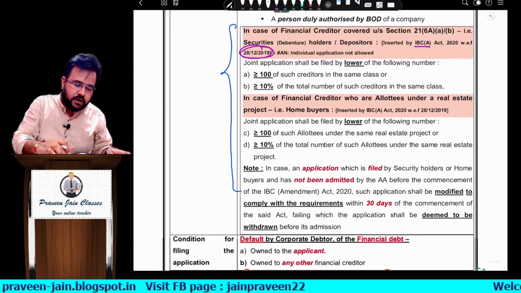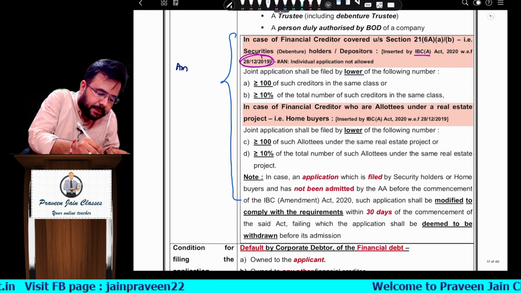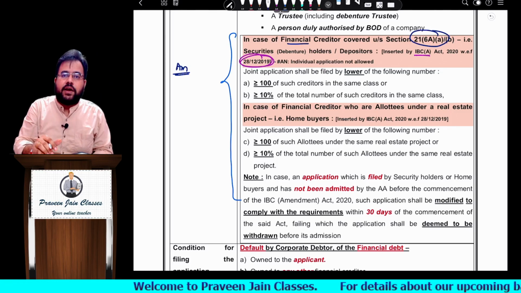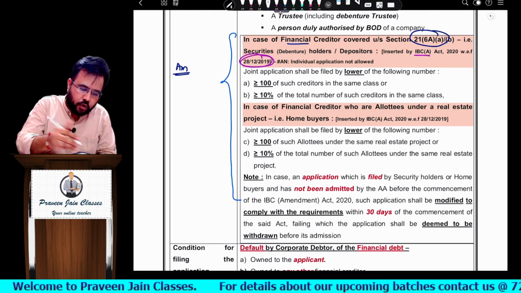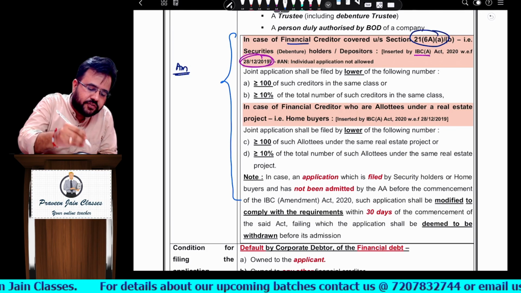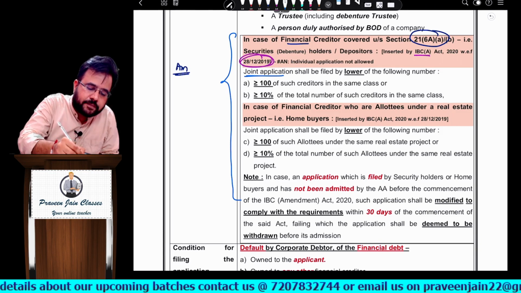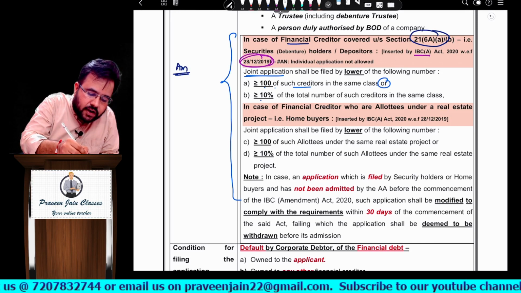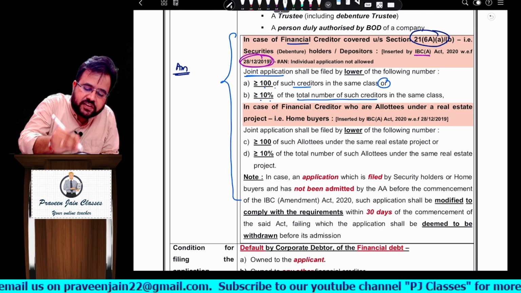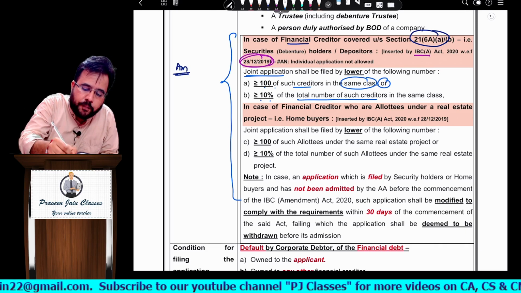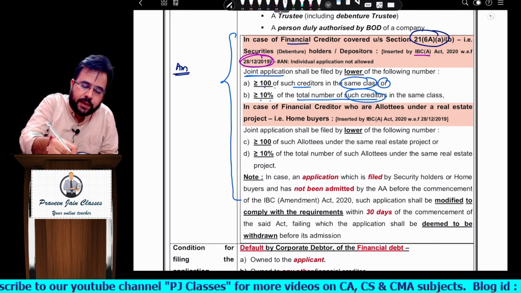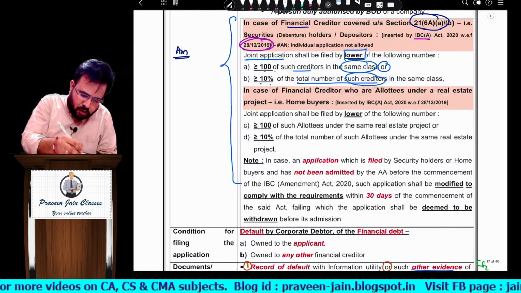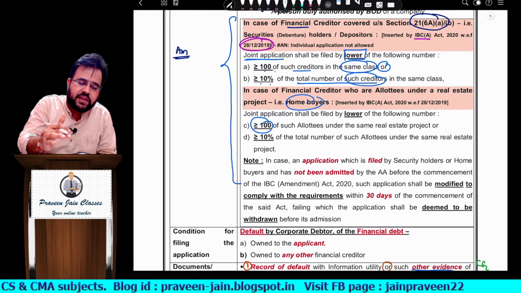Okay, so now we will be discussing only this specific amendment part. Let's see. In case of a financial creditor covered under section 21 subsection 6A clause A, clause B, sir. So security holders, depositors, and home buyers we are talking about. So what we are saying, sir, is a joint application by 100 or more of such creditors, or 10% or more of the total number of such creditors, whichever is lower. If home buyers, you may put home buyers; if not, you can put deposit holders, creditors, etc. Same logic here, same number, but this exclusively covers only home buyers.